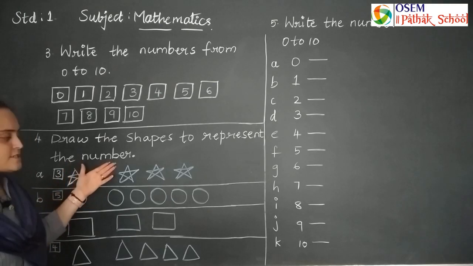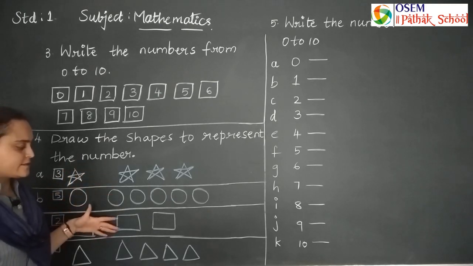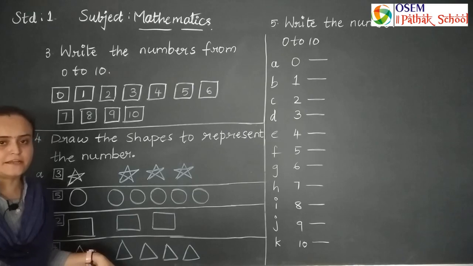1, 2, 3, and 4. Okay, first one is star, then circle, rectangle, and then triangle.